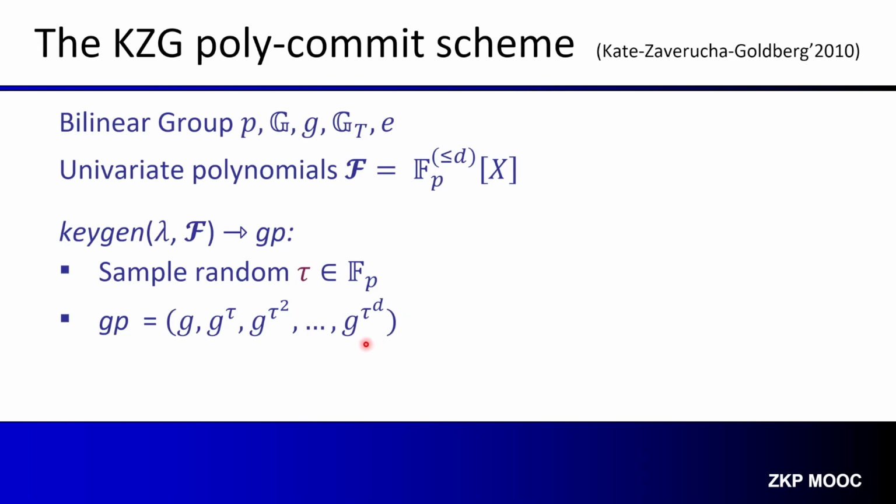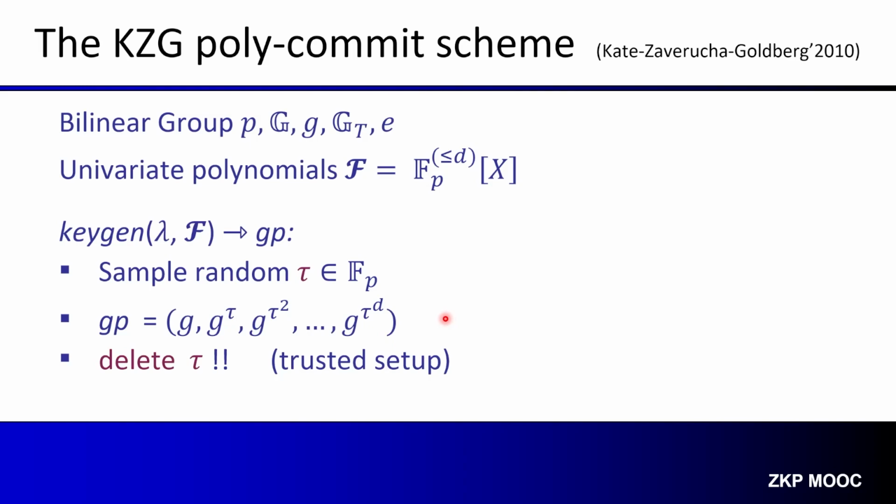Note that the size of these global parameters is linear in the maximum degree of the polynomial we want to support. Intuitively speaking, since we are using a group in which the discrete log problem is hard, no one should be able to compute tau given this set of global parameters. So in that sense, tau is hidden in the exponent of the generator g.